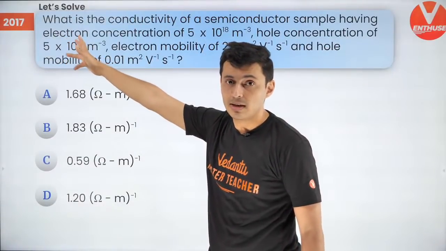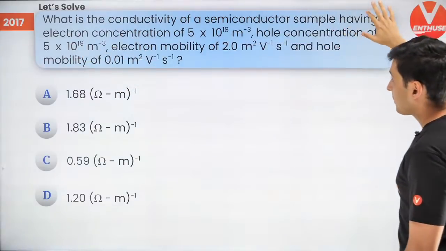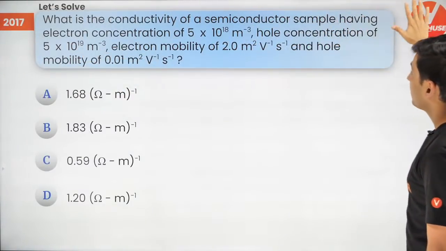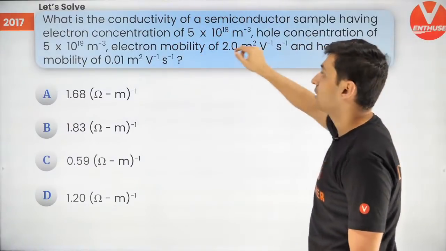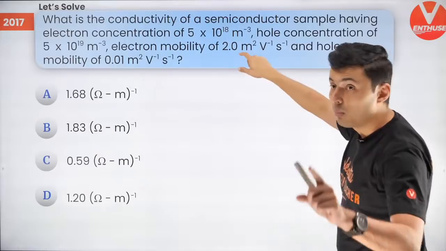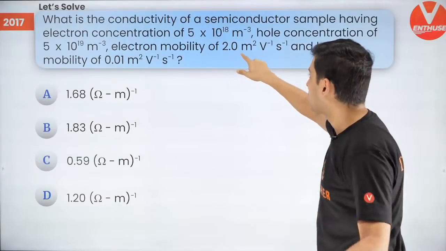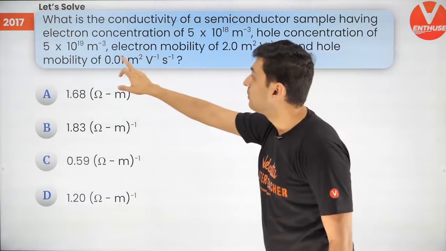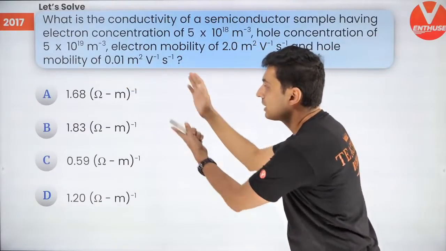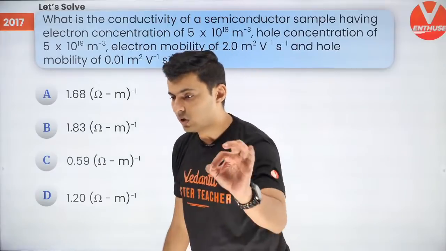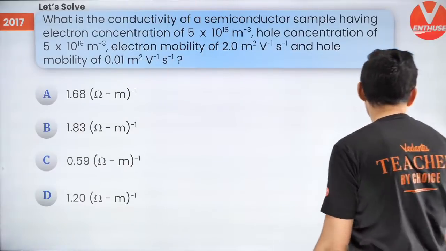2017 question, I'm not even kidding. Look at this question. The conductivity of a semiconductor sample having electron concentration of this, hole concentration of this, electron mobility, I just told you mu of this, and hole mobility of this, has a total conductivity of which of the following? Solve it. I'll give you 1 minute. Let's see. I'll put a timer.